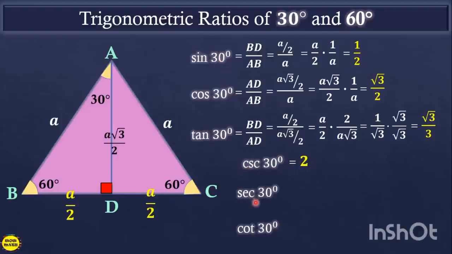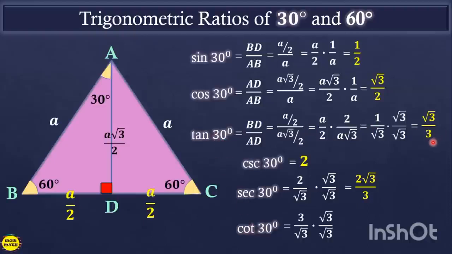Okay? And then secant is the reciprocal of cosine. So, kunin lang po natin yung reciprocal nito. That is 2 over square root of 3. But since hindi po pwede ito, so multiply po natin by square root of 3, both the numerator and denominator. So, we have 2 square root of 3 over 3. And then for cotangent, this is the reciprocal of tangent 30 degrees. So, kunin lang natin reciprocal nito. So, 3 square root of 3. Since hindi nga po ito pwede, so rationalize natin. That is 3 square root of 3 over 3. Okay? So, pwede pa po natin itong ma-cancel.